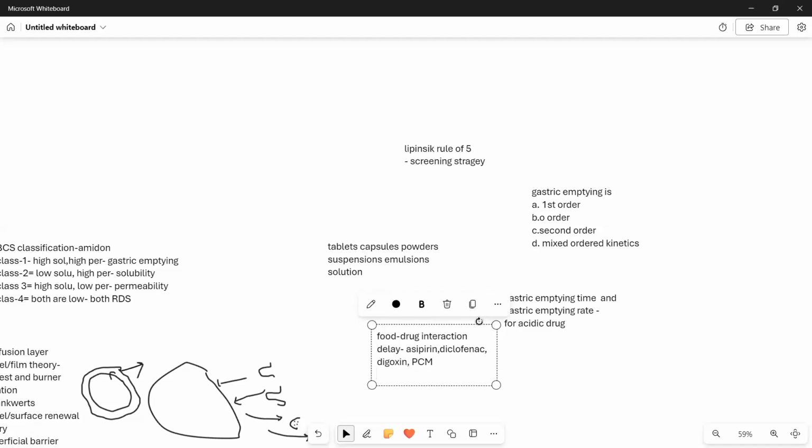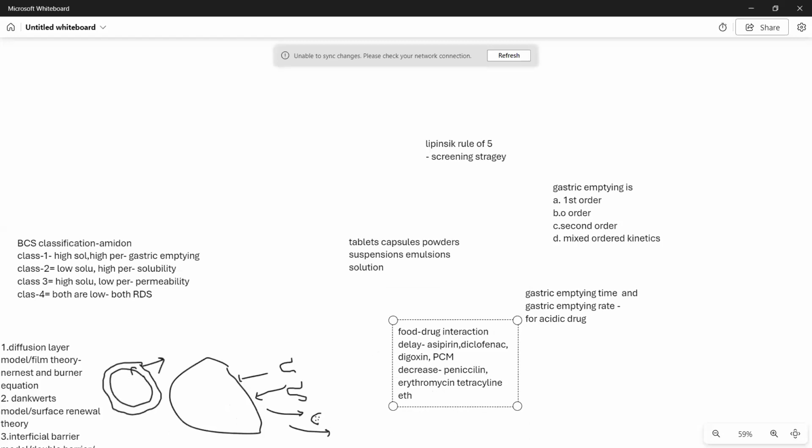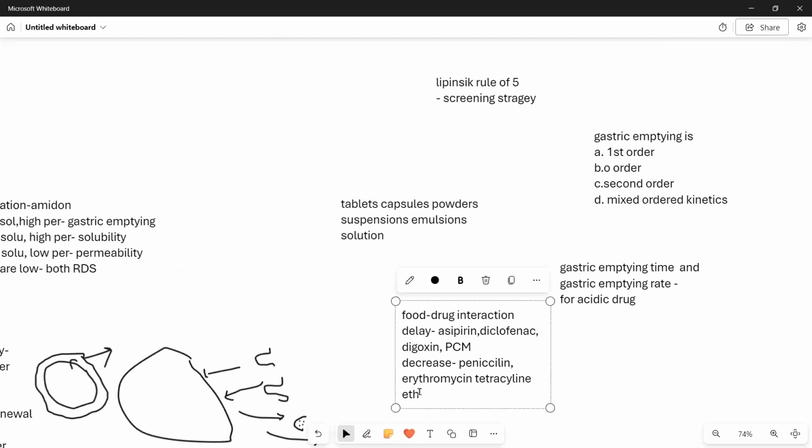Decrease in absorption: erythromycin, tetracycline, ethanol, and levodopa.